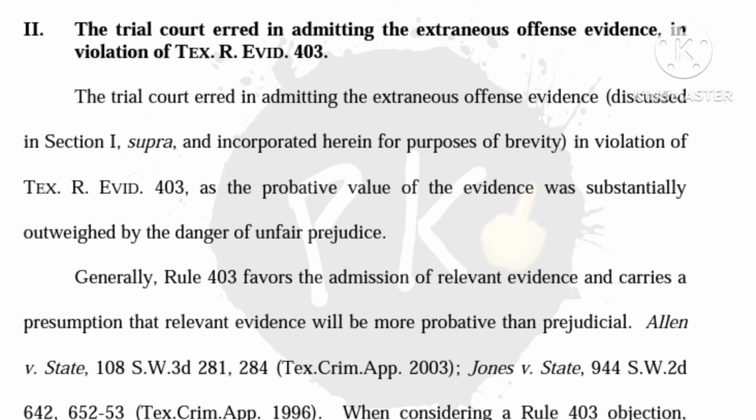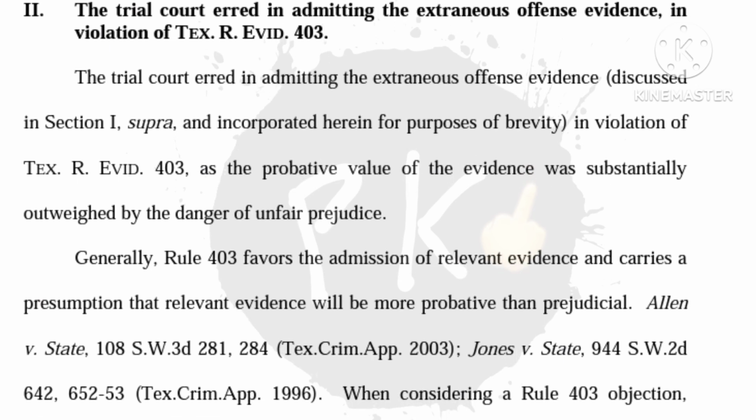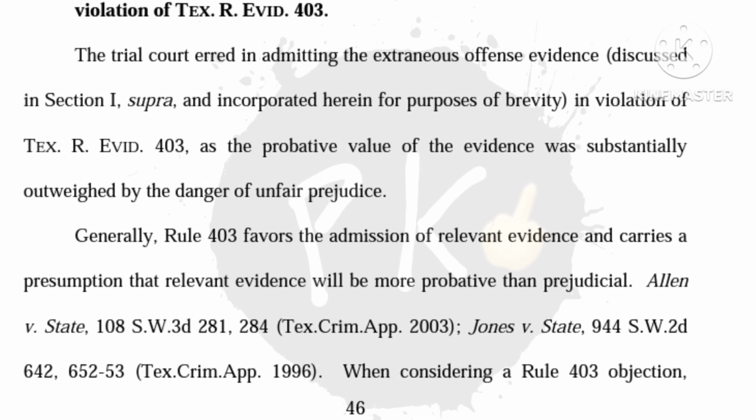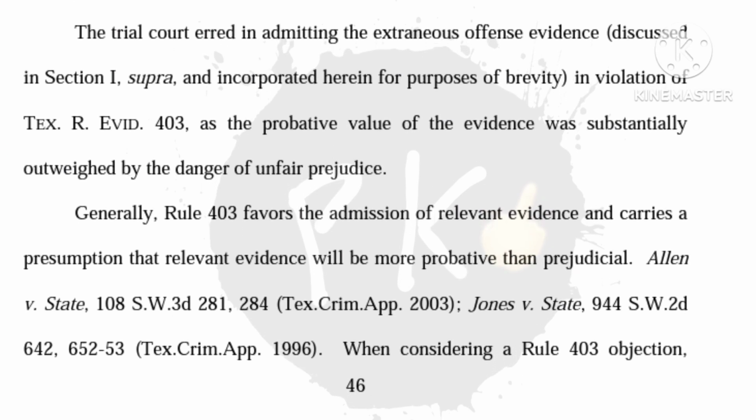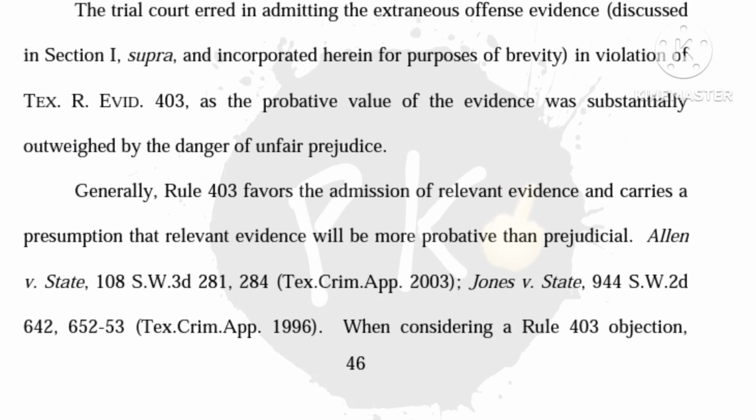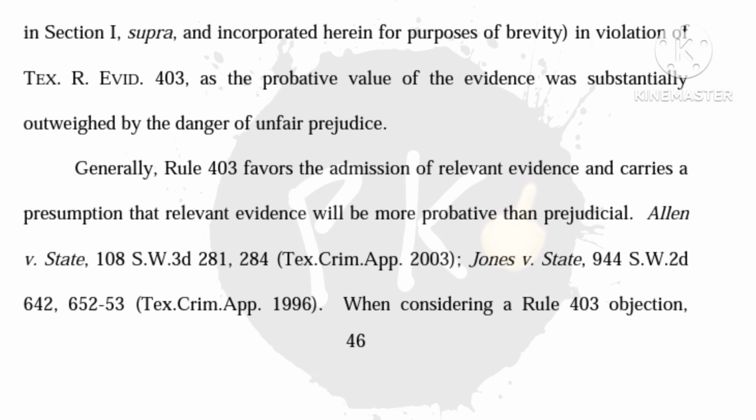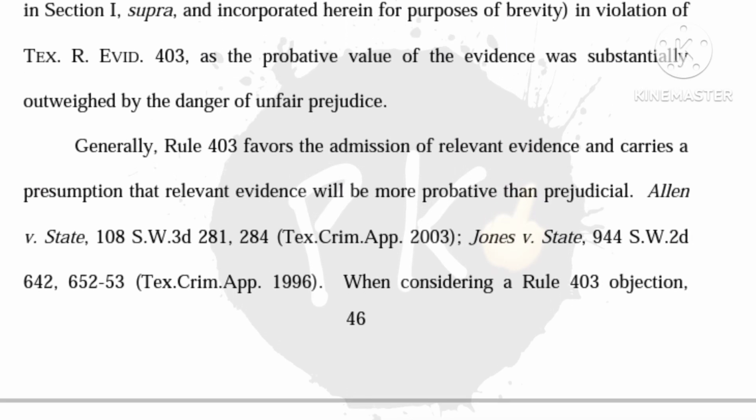The trial court erred in admitting the extraneous offence evidence in violation of Texas Rule of Evidence 403. The trial court erred in admitting the extraneous offence evidence [discussed in Section 1, supra and incorporated herein for purposes of brevity] in violation of Texas Rule of Evidence 403, as the probative value of the evidence was substantially outweighed by the danger of unfair prejudice.